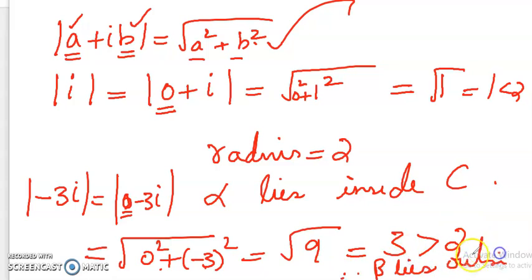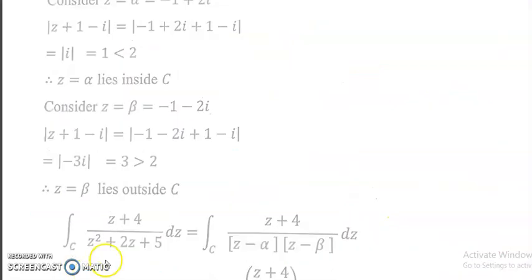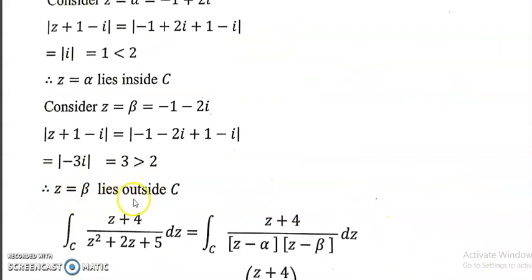When the value is greater than the radius, we consider that particular point lies outside the circle. So here we say beta lies outside the curve C.